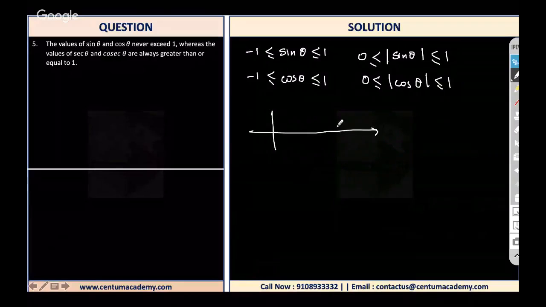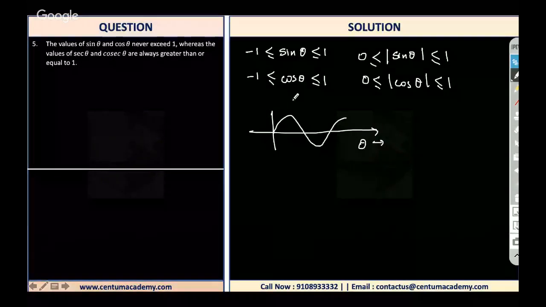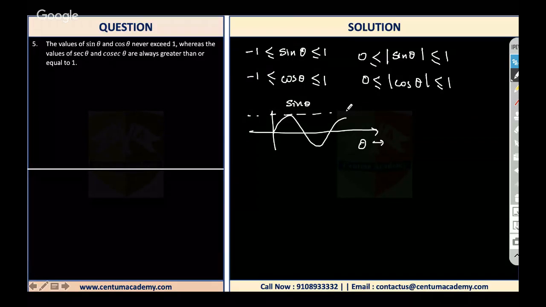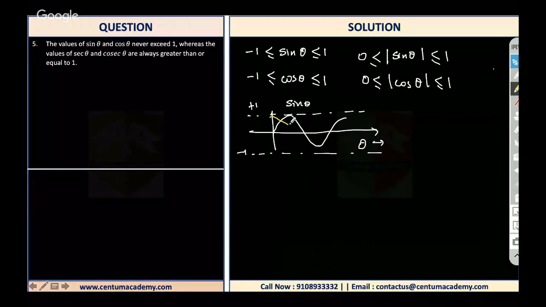As theta progresses here, let's say you plot sine theta. This is sine theta. If you see, this is the upper limit, +1, and this is my lower limit, -1. And cos, my friend, starts from here. Sorry for the bad drawing. You start from here and then you go up like that. So this is cos theta, also between -1 and +1.